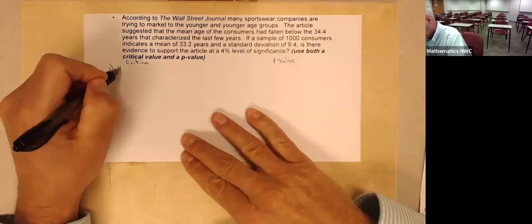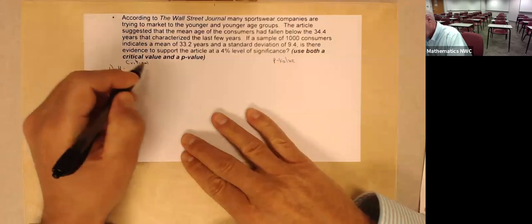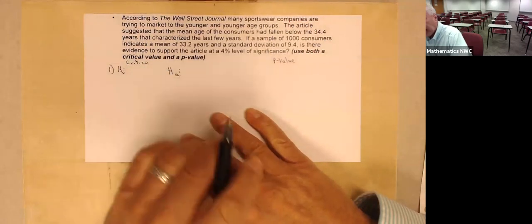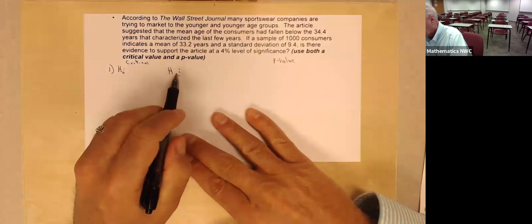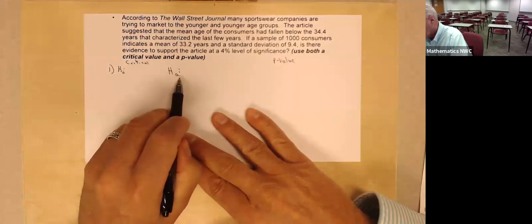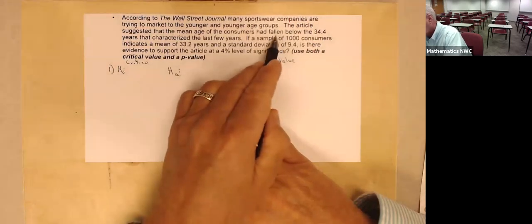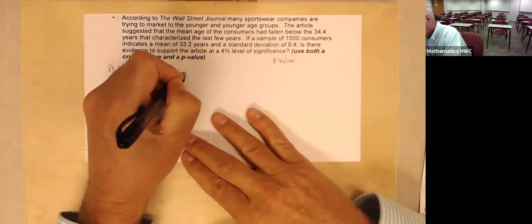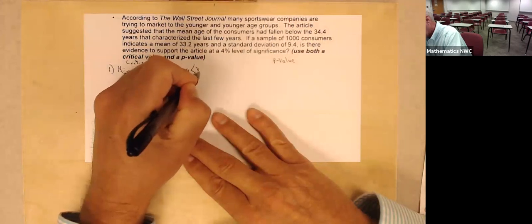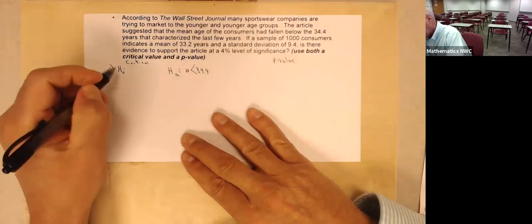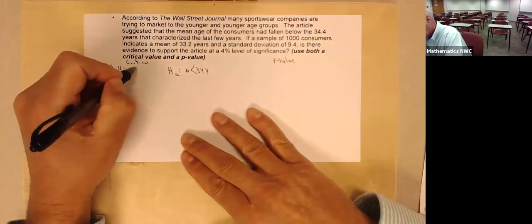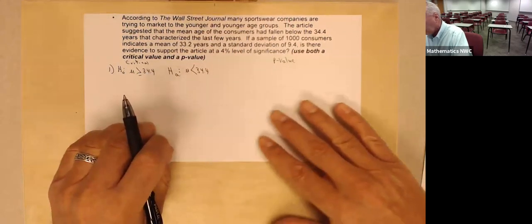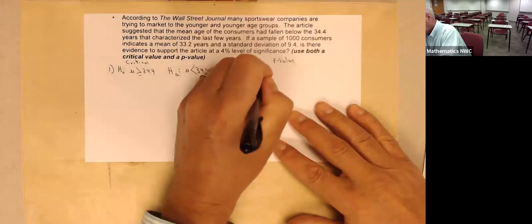Step number one. Got to find my null and my alternative. The alternative we typically do first. It's what we want to show. We want to show that it's fallen below. That would be less than 34.4, so my mean is less than 34.4. The null is the opposite. It would be greater than or equal to 34.4. Same for the p-value.